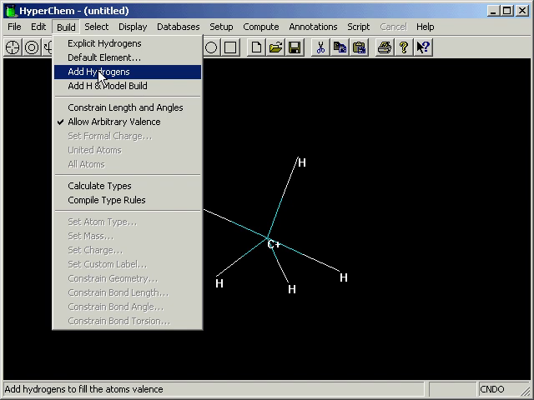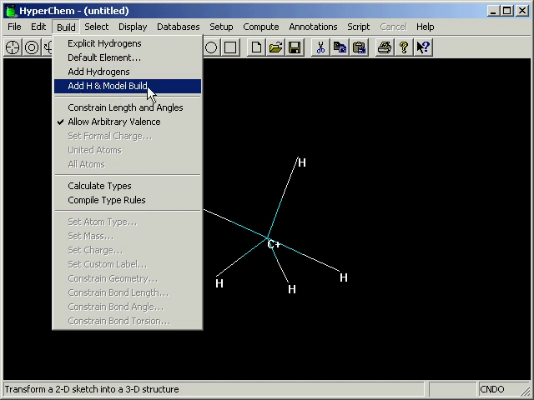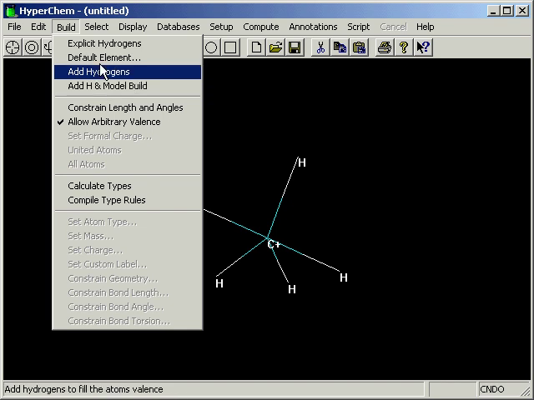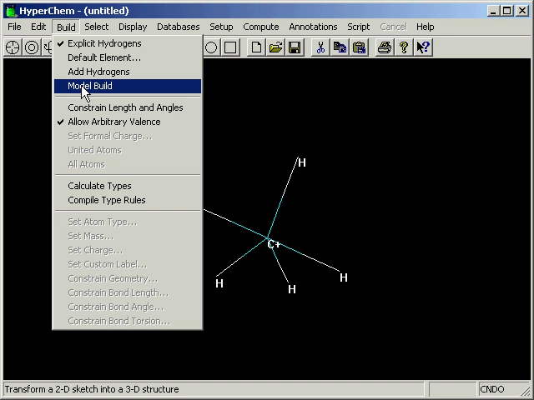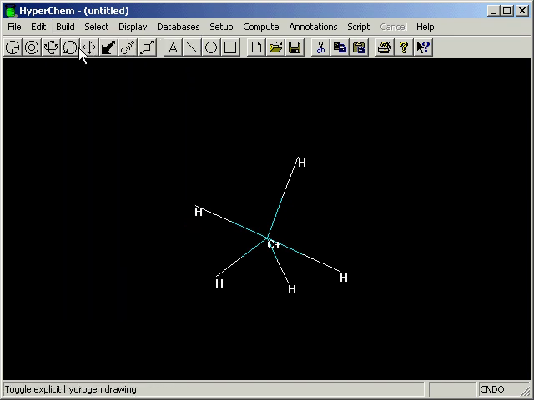Add hydrogens is rarely used and is one that sometimes is possible, but the normal thing is to use this menu item here, either to model build and add the hydrogens, or if you're using explicit hydrogens, to just model build and not add the hydrogens. That's some facets of the model builder.